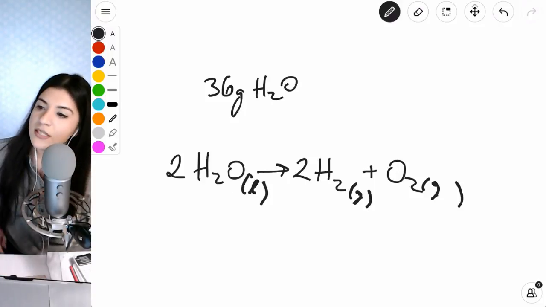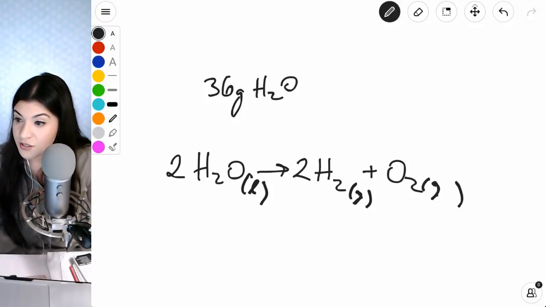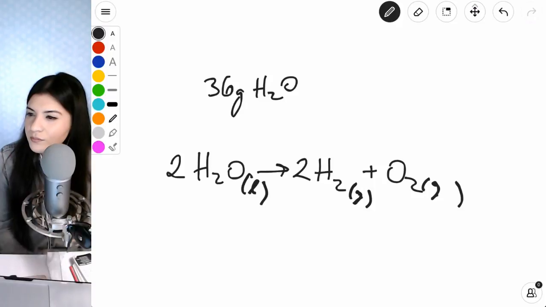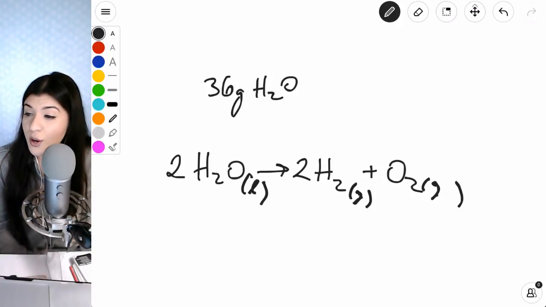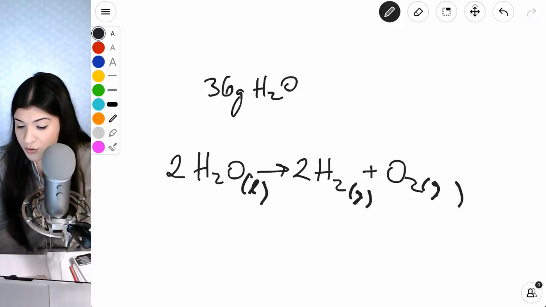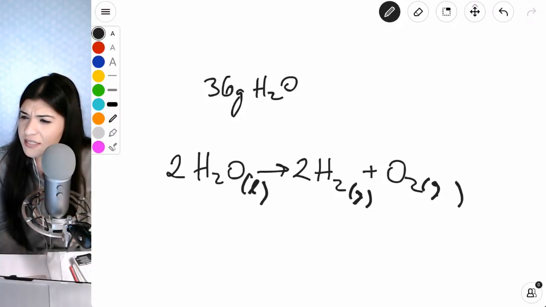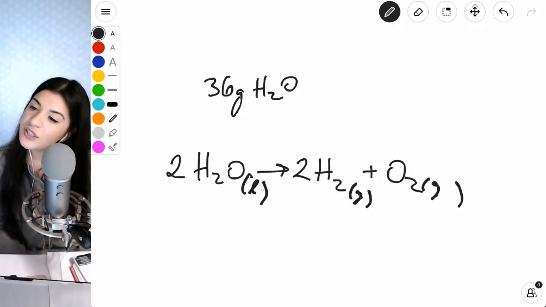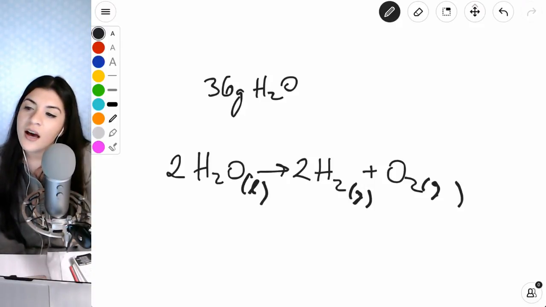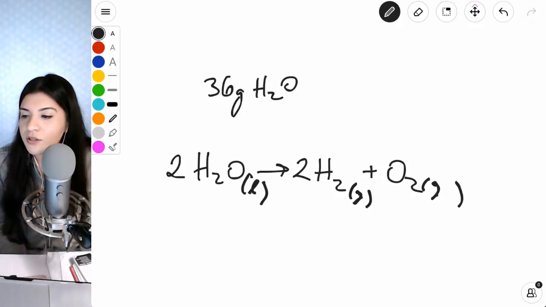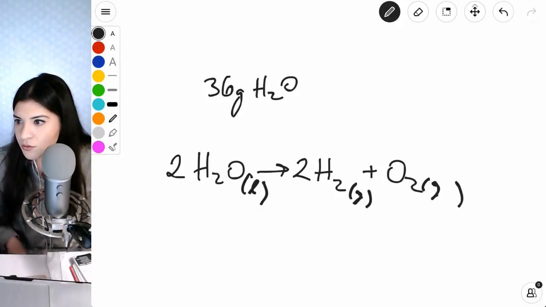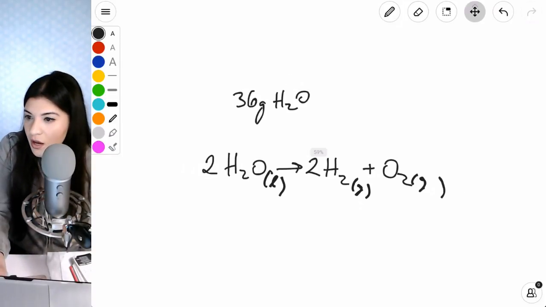Now, let me see what else this wants. How many grams of H2 gas? This is more stoichiometry. So we're going from 36 grams of H2O, and how many grams of H2 gas should she get, theoretical yield? Create a BCA. You actually don't have to do a before, change, and after table. What you can do is just convert.